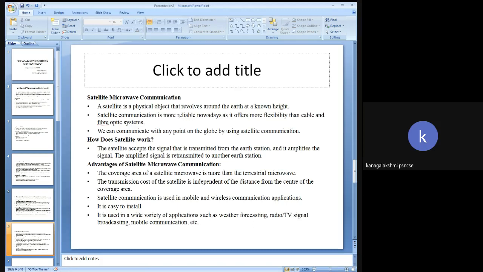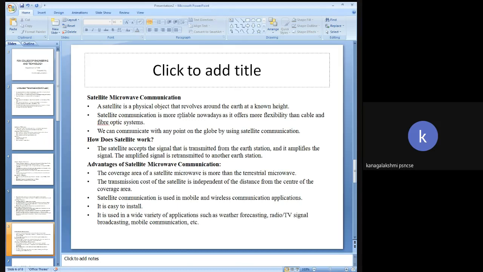So how does a satellite work? The satellite accepts the signals from one earth station, amplifies those signals, and transmits the amplified signals to another earth station. Next we discuss the advantages of satellite microwave transmission.